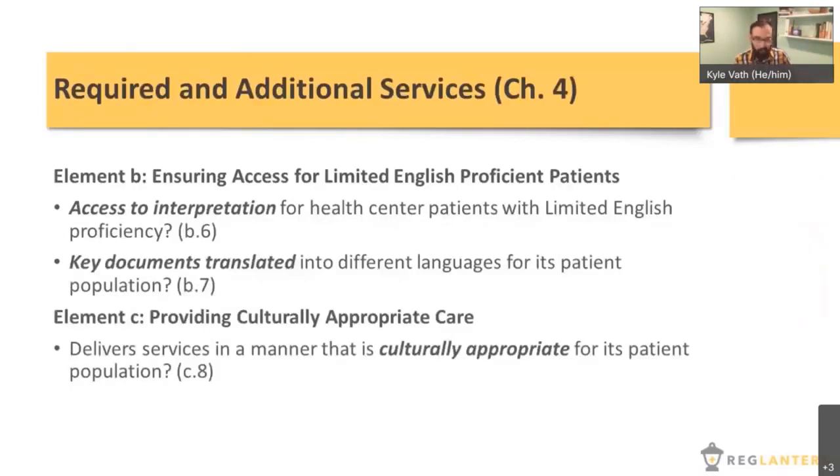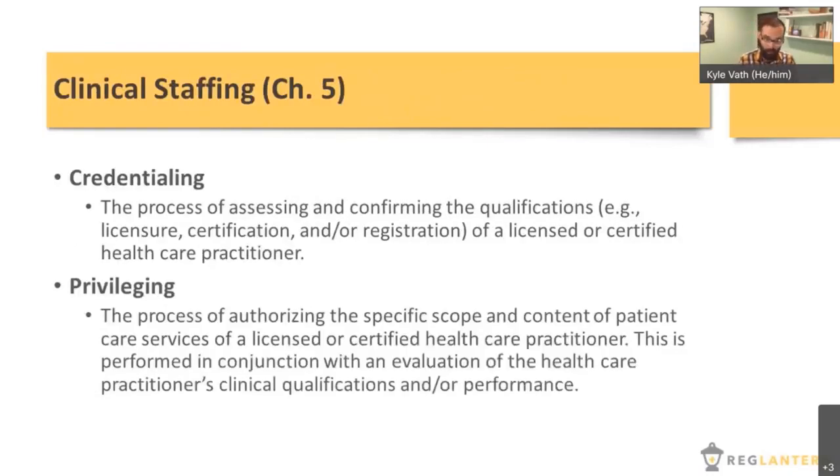All right, these are the last few areas of Chapter 4. So limited English proficiency patients, you're just making sure that you have access to interpretation, that they have translated documents, and again, most health centers do a really good job of that. You all focus on working with health centers and health center patients who need special care, and so you do a great job with that. You make sure you train your staff in culturally appropriate ways, and they deliver that service in culturally appropriate ways.